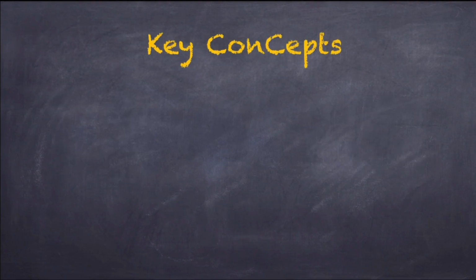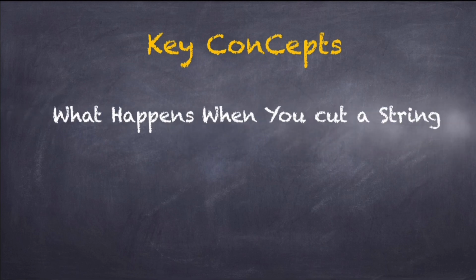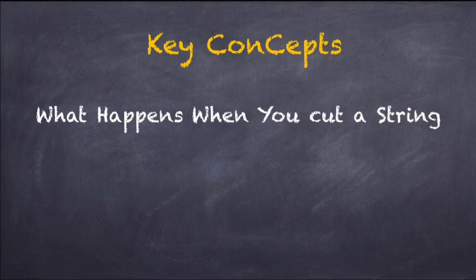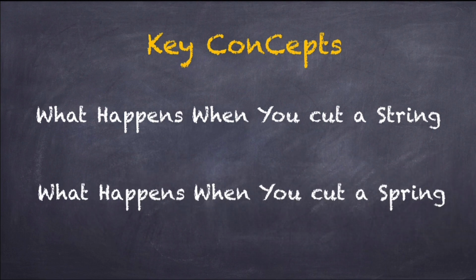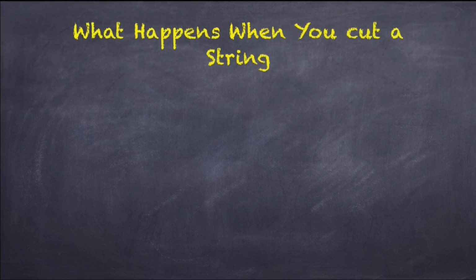In order to solve this question, we need to first focus on some key concepts. The key concepts are what happens when you cut a string and what happens when you cut a spring. So what happens when you cut a string? Suppose over here I have a body of mass m, which is connected to the wall with the help of a string. So this is the wall, and this is the string.